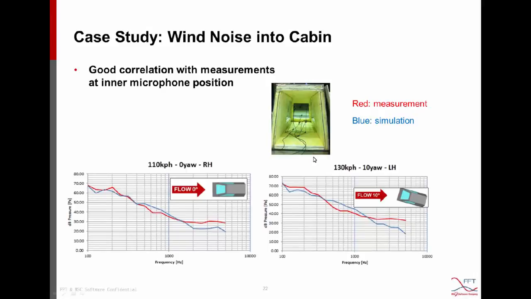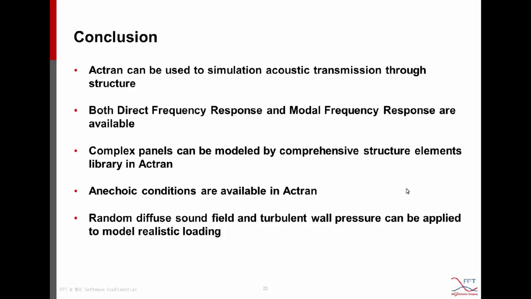So we can see that we got relatively good correlation between the simulation and measurement on one of these microphone positions. The measurement was done for 2 different wind speeds, one at 110 km per hour and another at 130 km per hour, with 2 flow directions, one at 0 degree and one at 10 degree. And for both cases, we obtained a relatively good correlation. So this is the last case of my presentation.